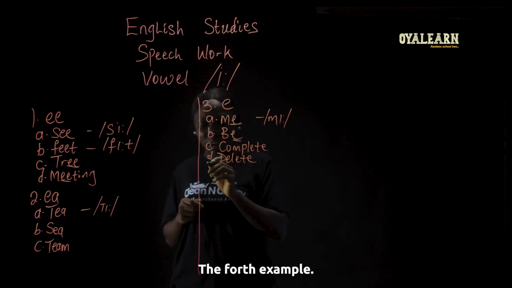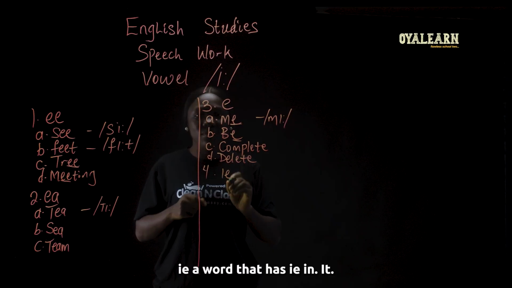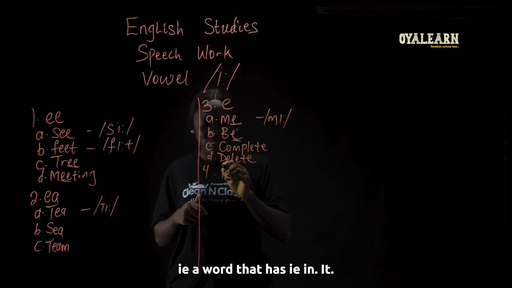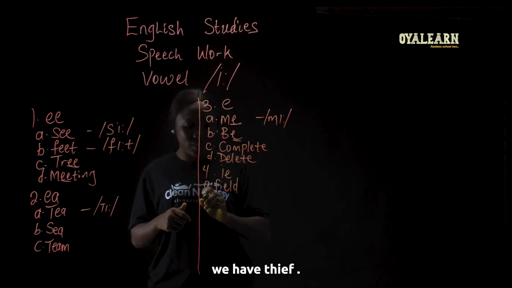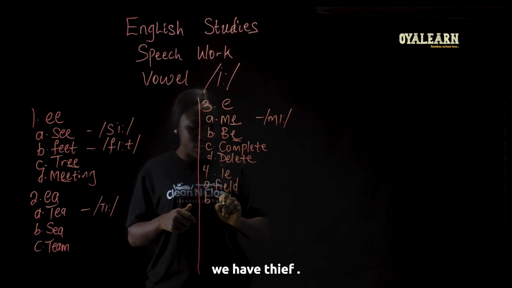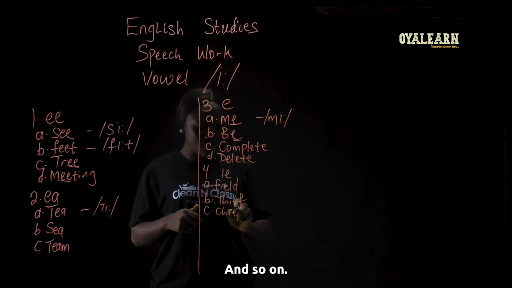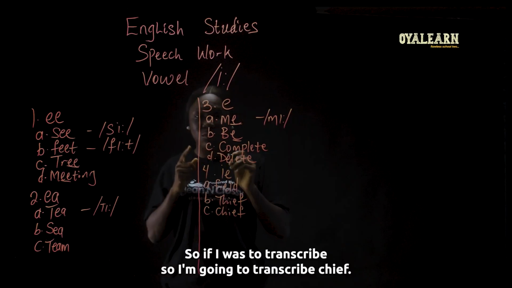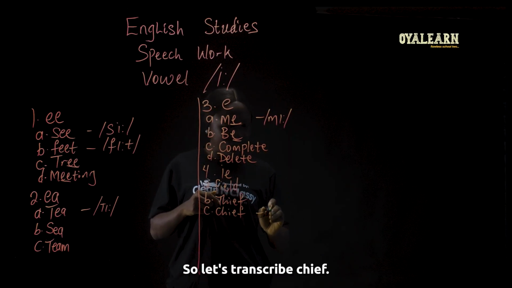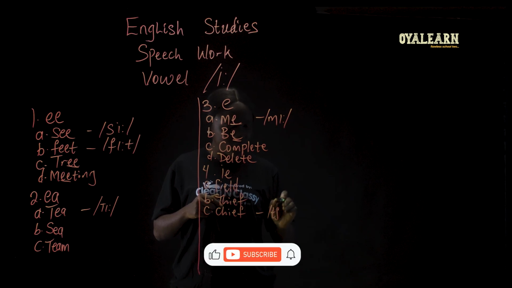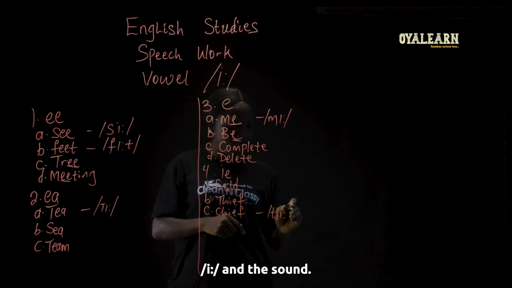All right, the fourth example is a word that has IE in it. For example, we have field, thief, and chief, and so on. So I'm going to transcribe chief. Let's transcribe chief.